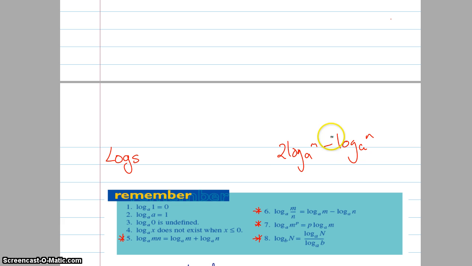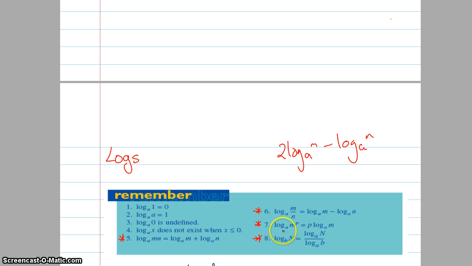Notice how this one doesn't have a 2 at the front and this one does. You can't do anything with that one. You have to manipulate or rearrange this one in order to do something. I might just leave that there and come back to it. So when you subtract the two logs, that means that you divide the two parts inside the log.